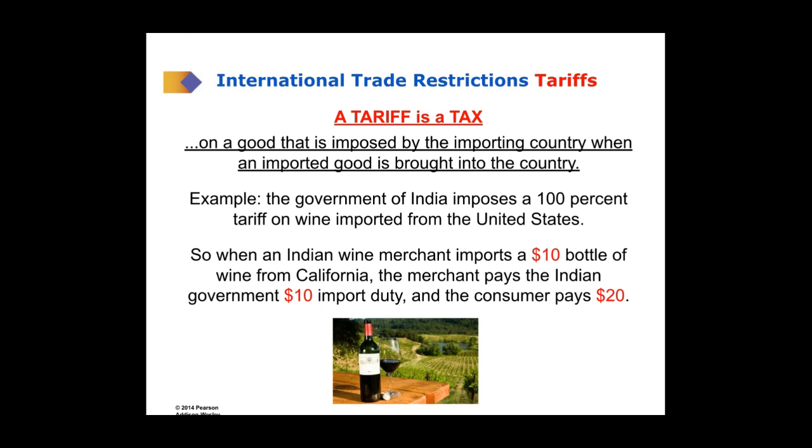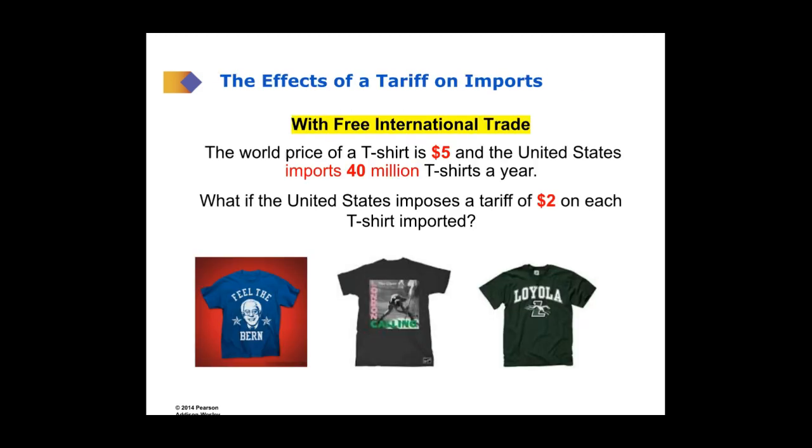So when an Indian wine merchant maybe imports a $10 bottle of wine from California, the merchant pays the government $10. They have to pay the wine manufacturers in California $10, and so the consumer has to pay $20, $10 for the wine and $10 for the tariff. They see just the price that's equal to both those added together, which is $20.